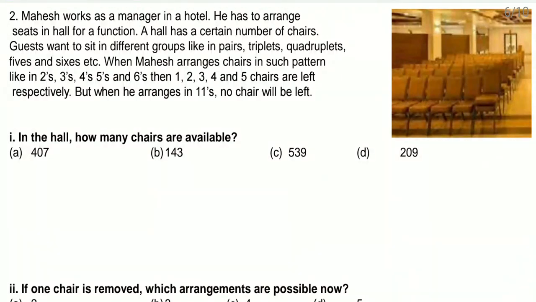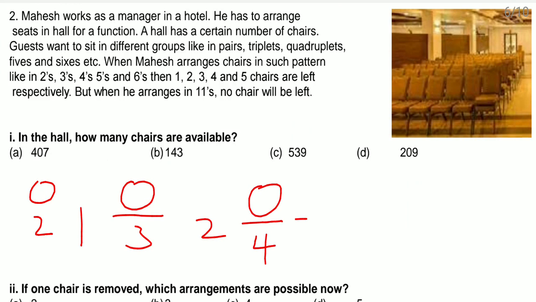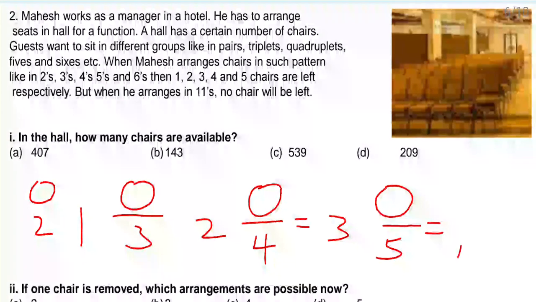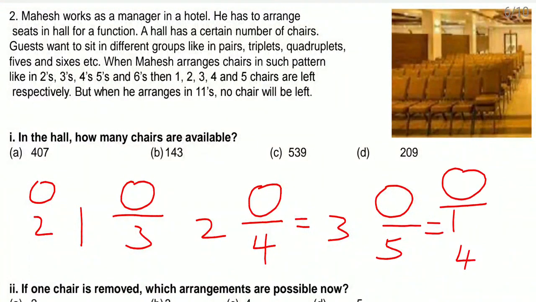Now you try to understand. That means the number of chairs, if you divide by 2, the remainder will become 1. Number of chairs, if you divide by 3, the 2 chairs will remain. Now number of chairs divided by 4, then 3 chairs will remain. Number of chairs, if you divide by 5, then 4 chairs will remain. And if number of chairs you divide by 11, no chair will remain.